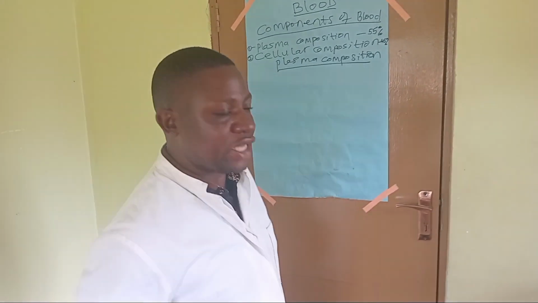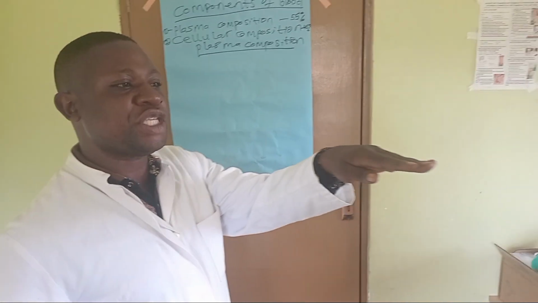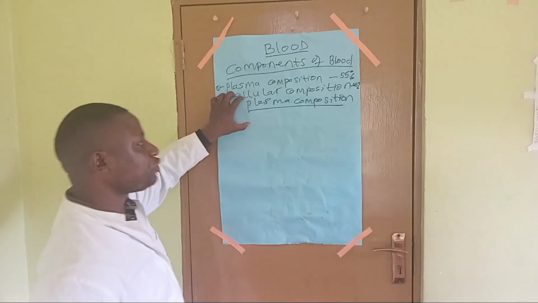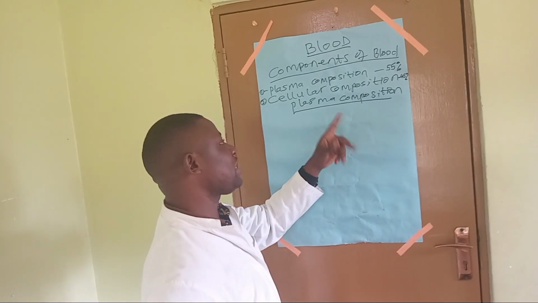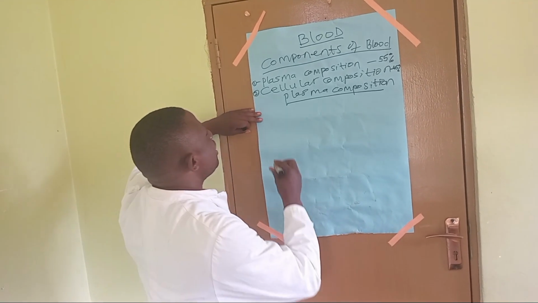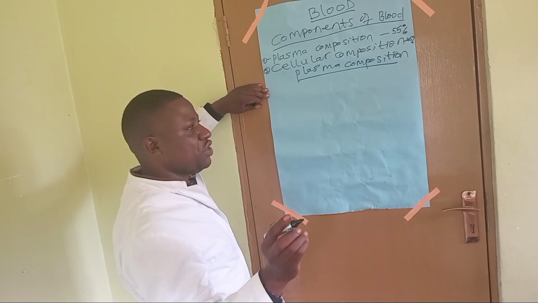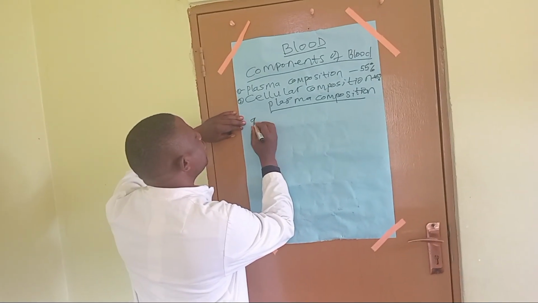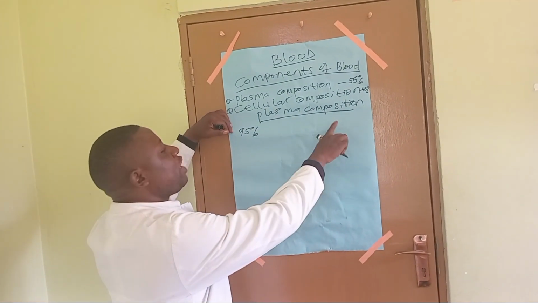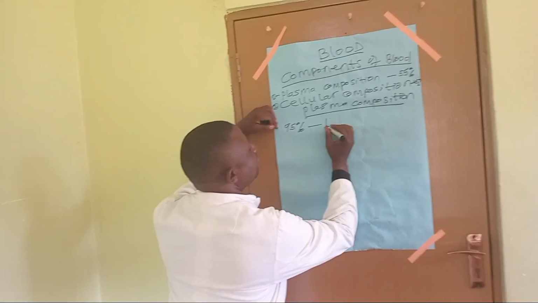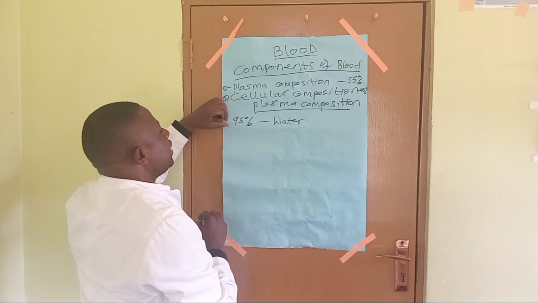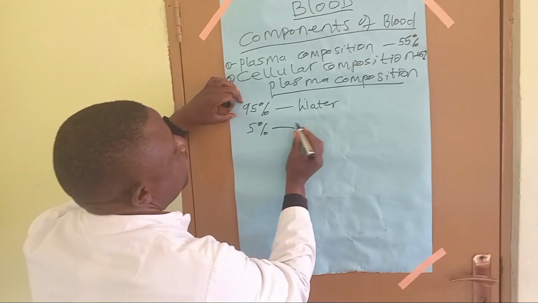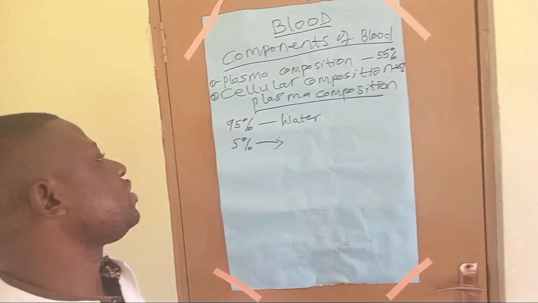So as we wait for our sample to be centrifuged and we see the two parts, let us continue with our topic. We are studying about the plasma component. Here we have what the plasma is composed of. Actually, 95% of the plasma composition is water. Then the rest, the 5%, is the other things, as we are going to see, other components.